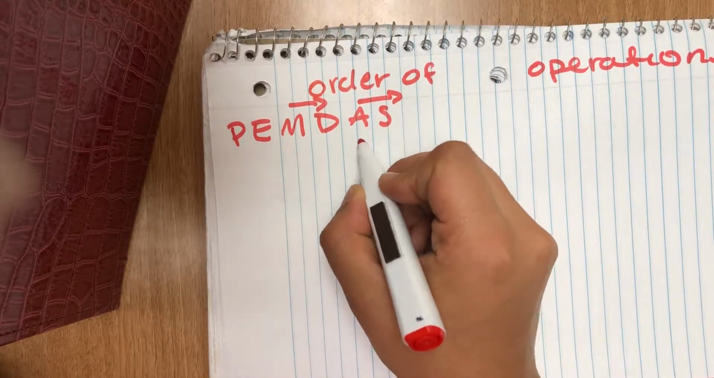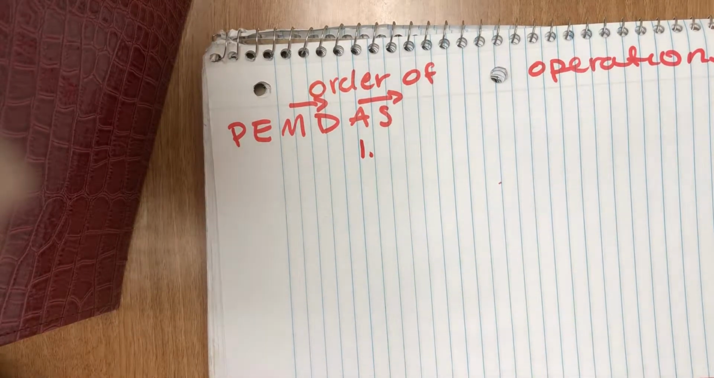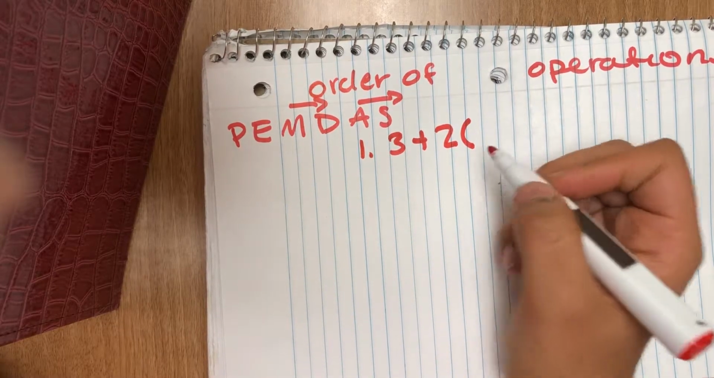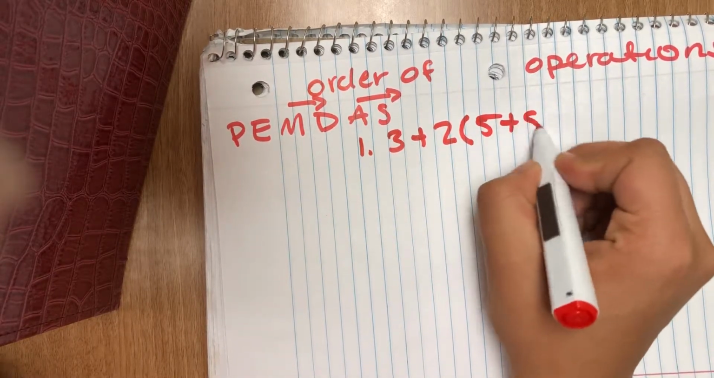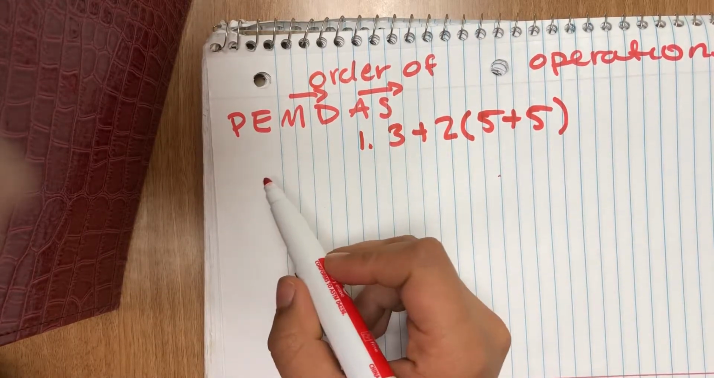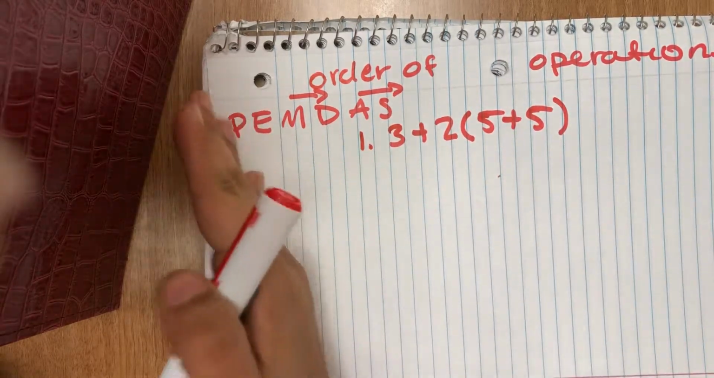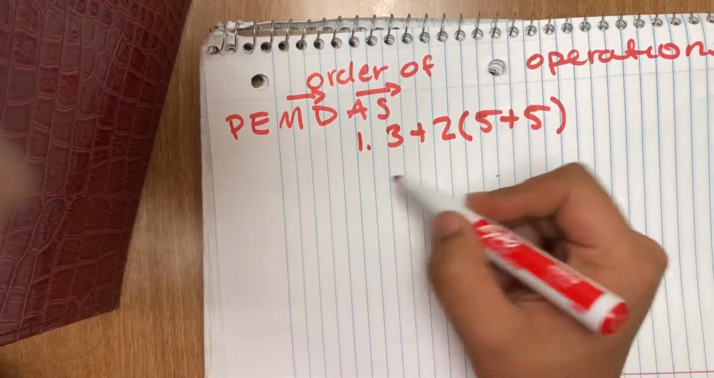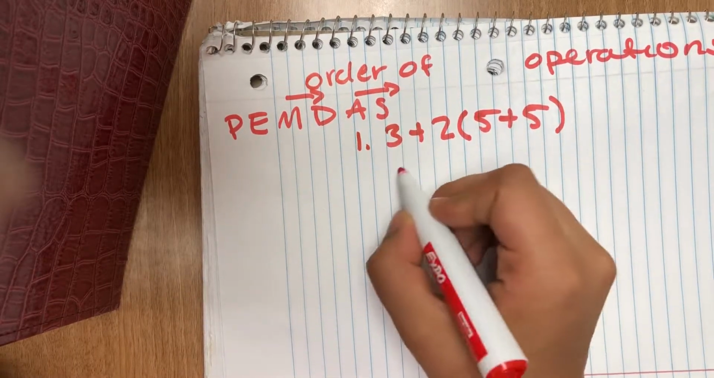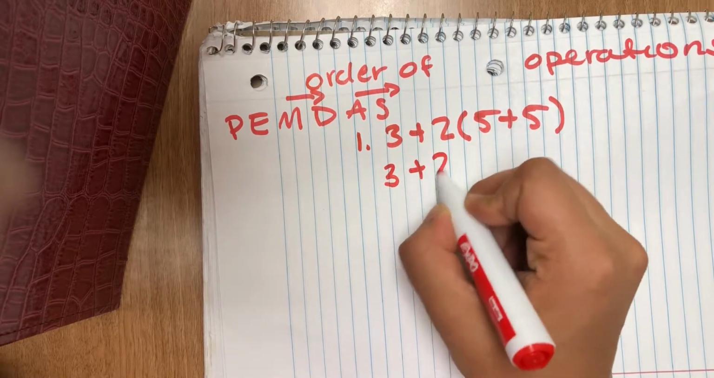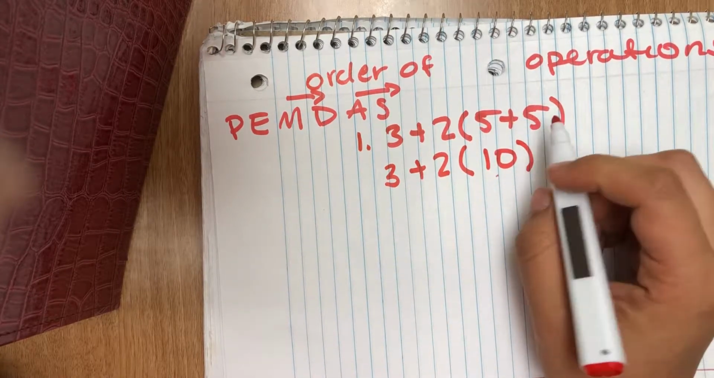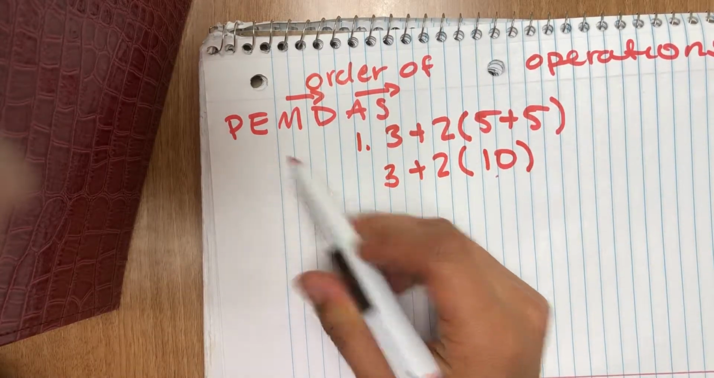So for the first one, let's do 3 plus 2 times (5 plus 5). So we have to look at our list and see if there are any of these, and if there are, we have to do them in this order. The first one's parentheses. Are there any parentheses here? Yes, right here. In the parentheses we have 5 plus 5, so it would come out to be 3 plus 2 times, 5 plus 5 is 10. So we do what's in the parentheses.